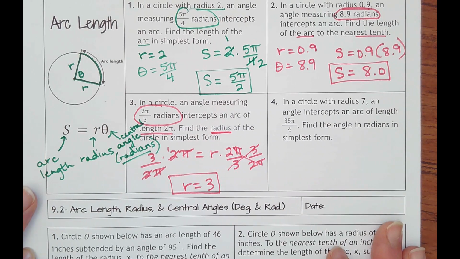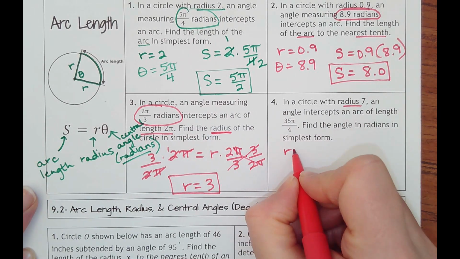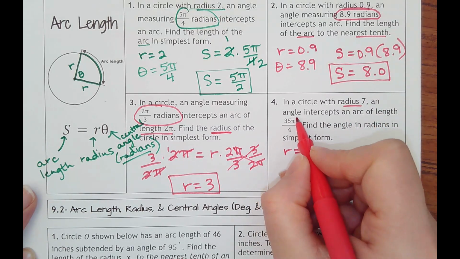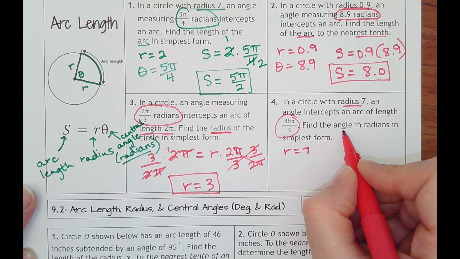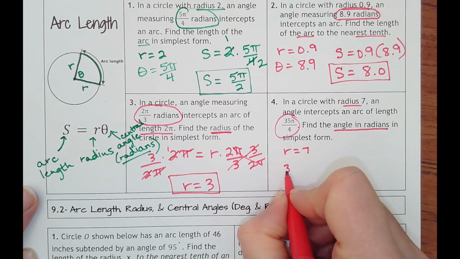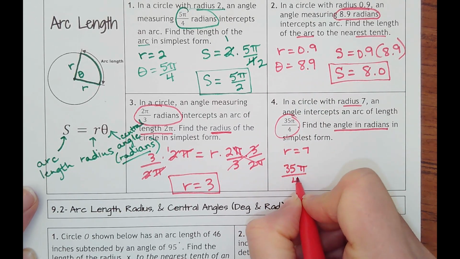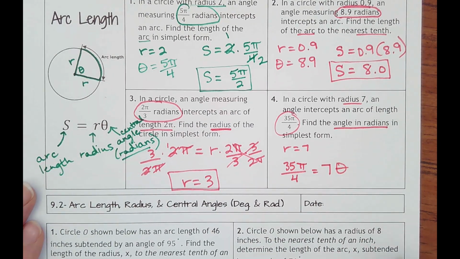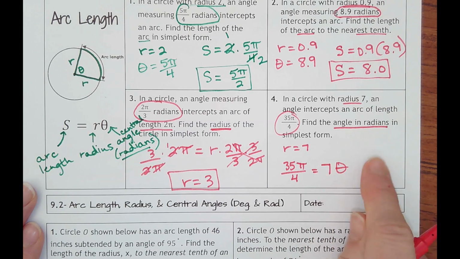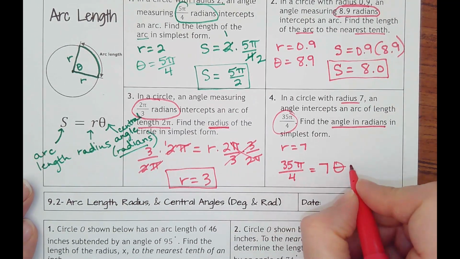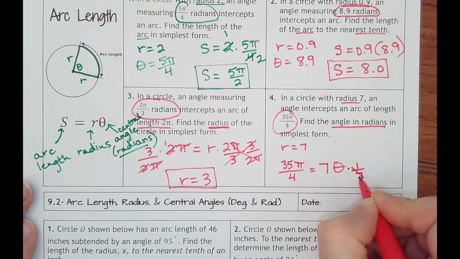Number 4, in a circle with a radius of 7, an angle intercepts an arc of length 35 pi over 4. Find the angle in radians in simplest form. Okay, so my arc length they're giving me, that is my 35 pi over 4. They're giving me my radius this time, but they're not giving me my angle. When I find the theta, that will be the angle in radians. Okay, so I'm going to divide by 7, or since this side's a fraction, I'm going to multiply by its reciprocal, 1/7.